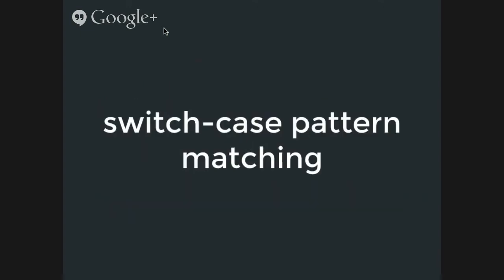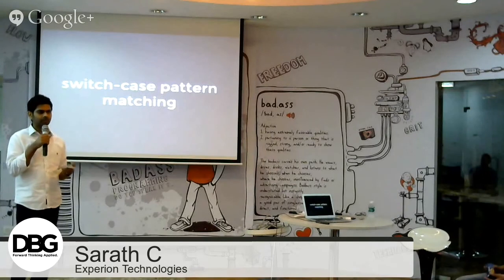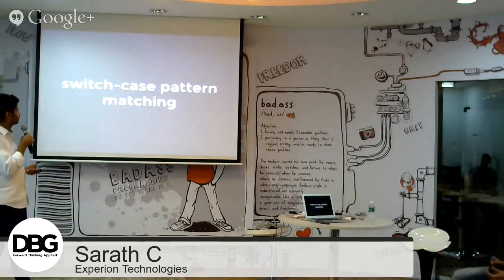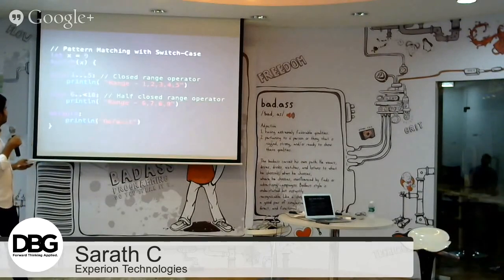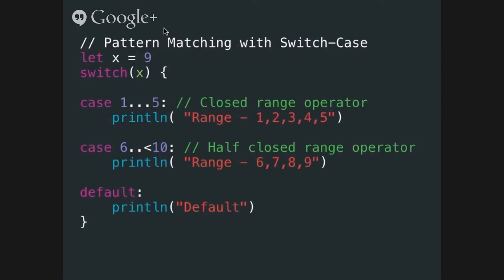So the next one is switch case pattern matching. When you have a case, you have a value to compare with it, isn't it? But you can have a range comparison as well, right? So with the case, you can have a closed range operator with a triple dot. The range you can say 1, 2, 3, 4, 5.